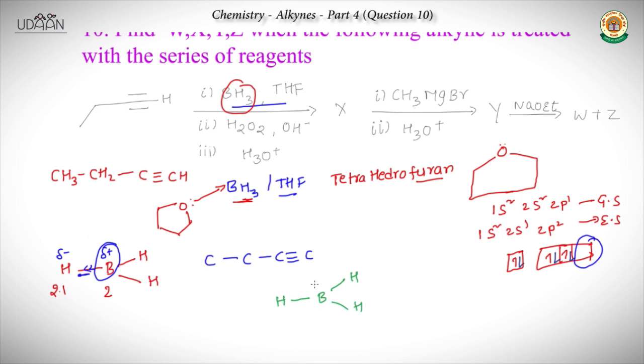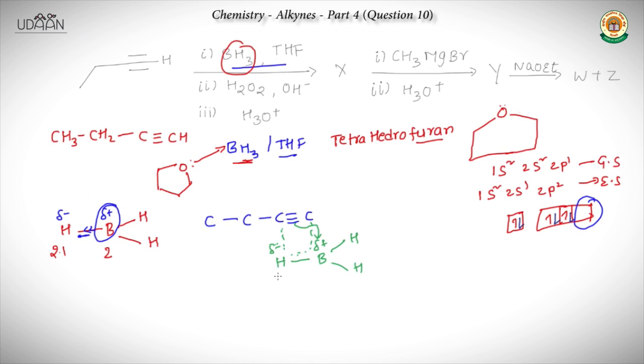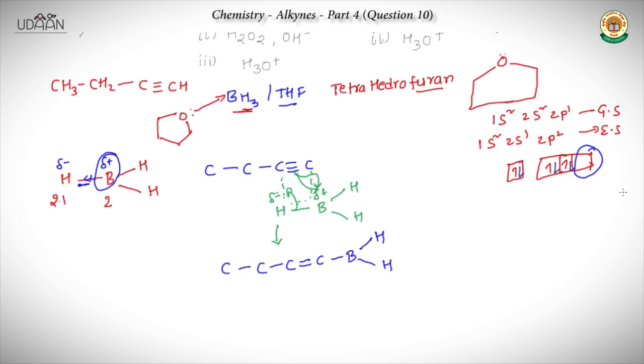H, B, H, H. Now you have delta minus here and delta plus here. Now this nucleophile donates its electrons to boron, and you get a positive charge here, and this hydrogen donates this bond pair to it. So it's a transition state. And after this, this bond completely cleaves away, and what you're going to get is C double bond C B H H. So Gopi, what will we be calling this compound? We call it alkenyl borane.